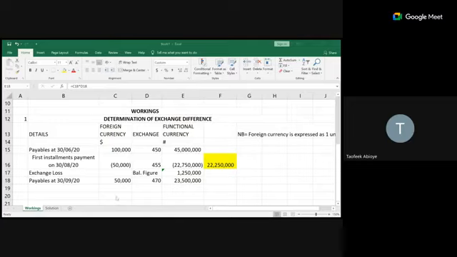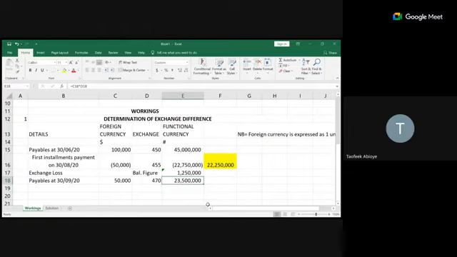Please, hope everybody understands how we calculated our exchange loss. It's very simple. So what the examiner said we should do now, we can now do it. The examiner said we should show the journal entry. So before we do the journal entry, let's quickly finish our calculation.